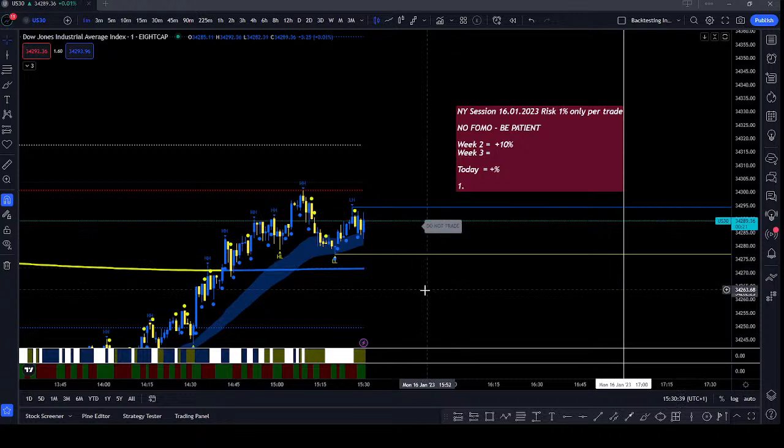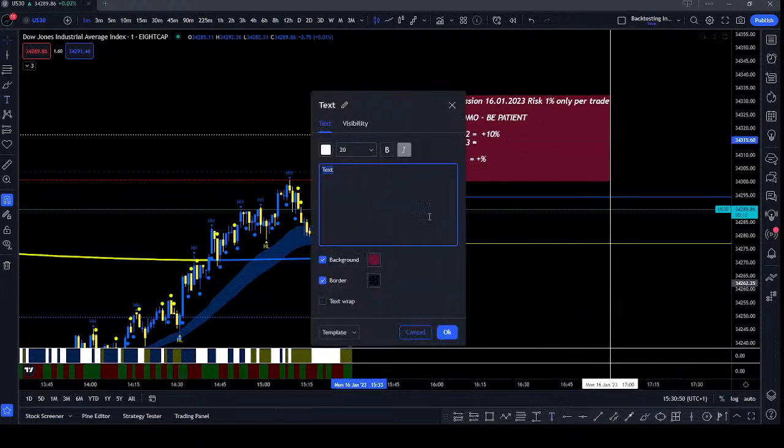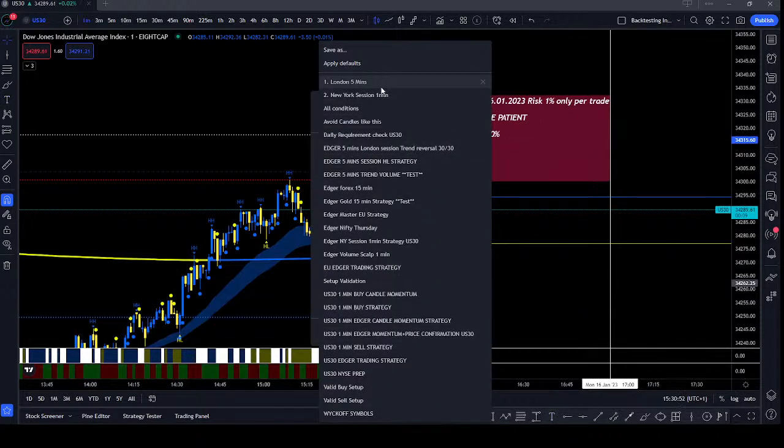I'm anticipating the market to go towards the London high, break it, and drop from that level. This is what I'm looking at right now. But let's see. We are not going to be predicting anything. We are just going to be following the rules, the strategy.